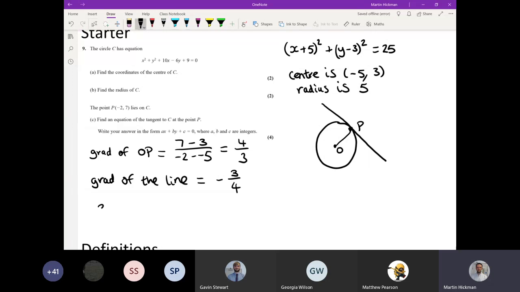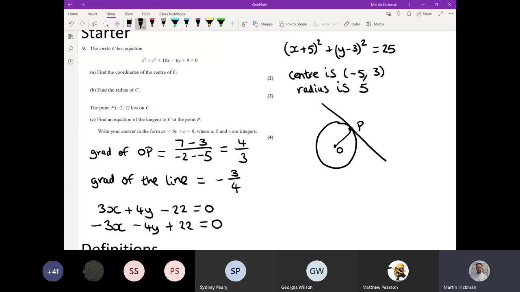But just to put the final answer, you should get 3x plus 4y minus 22 equals 0. Alternatively, you may have minus 3x minus 4y plus 22 equals 0. Both of those answers would be correct because they are multiples of each other. You could also have 6x plus 8y minus 44.